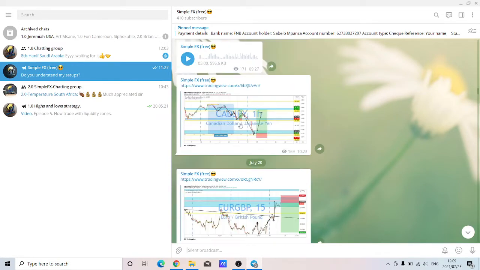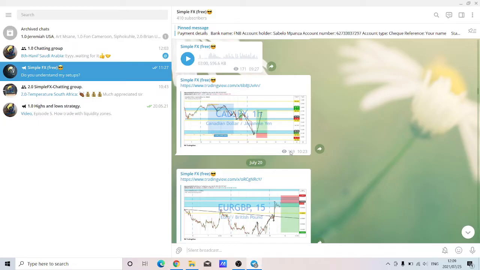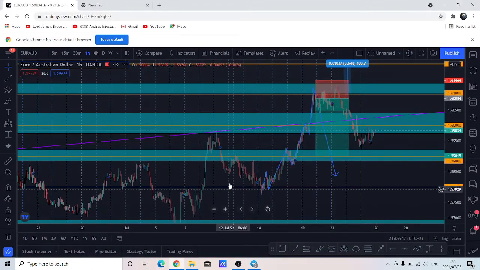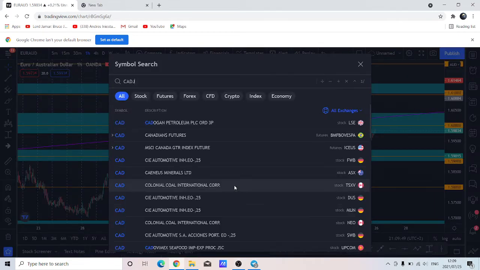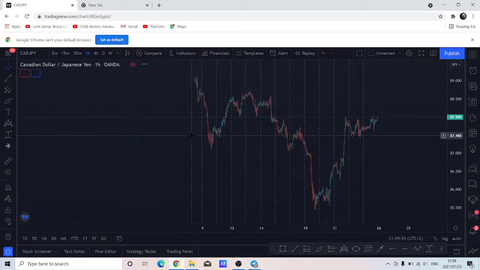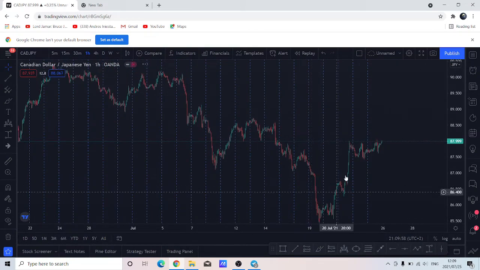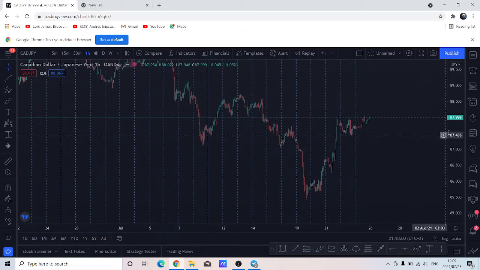Okay, let's proceed here. Now we're here. CAD JPY for a buy. This one I sent at the opening of the London session, early in the morning. CAD JPY for a buy. Okay, as you can see, guys, the market went up straight to our TP.